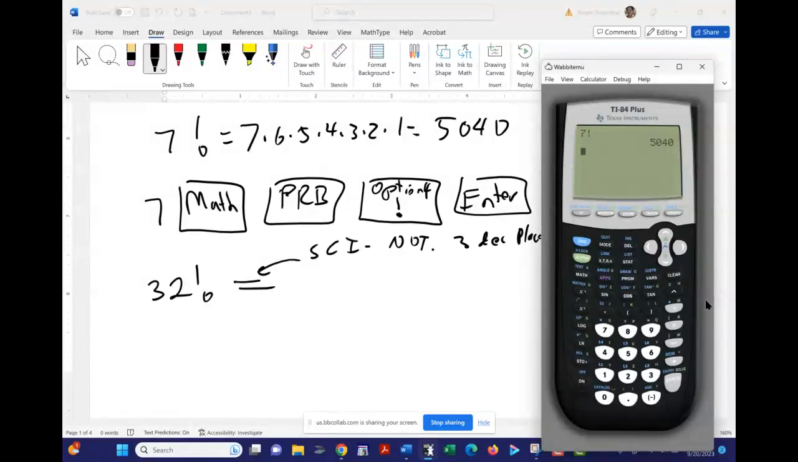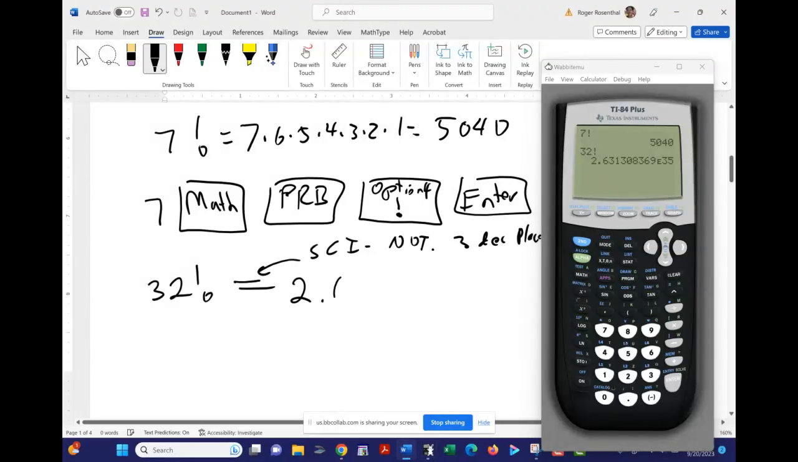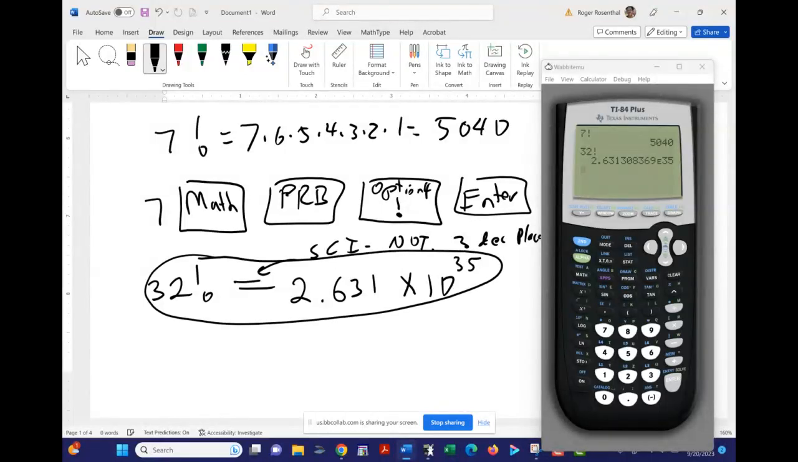So let's do that. I'll put in 32 on the calculator. Then I'll do math, then I'll go across to probability, then I would choose option 4, then I would press enter. And the answer is 2.631 to 3 decimal places. At the end of that is an E35, and that's just the way the calculator says it. What the calculator means by that is times 10 to the 35 power. So that is approximately what 32 factorial is.